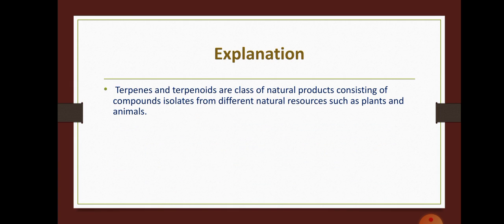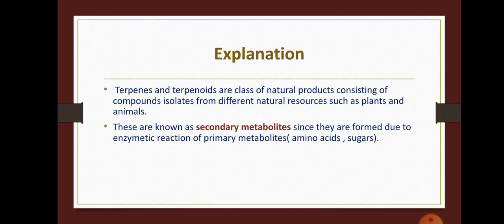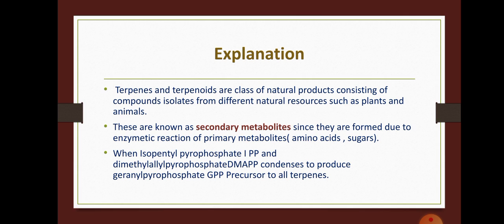Terpenes and terpenoids are a class of natural products consisting of compounds isolated from natural sources such as plants and animals. These are known as secondary metabolites. They can be obtained either by enzymatic reaction of primary metabolites, or when isopentenyl pyrophosphate (IPP) and dimethylallyl pyrophosphate (DMAPP) condense and produce geranyl pyrophosphate (GPP), which is the precursor to all terpenes.